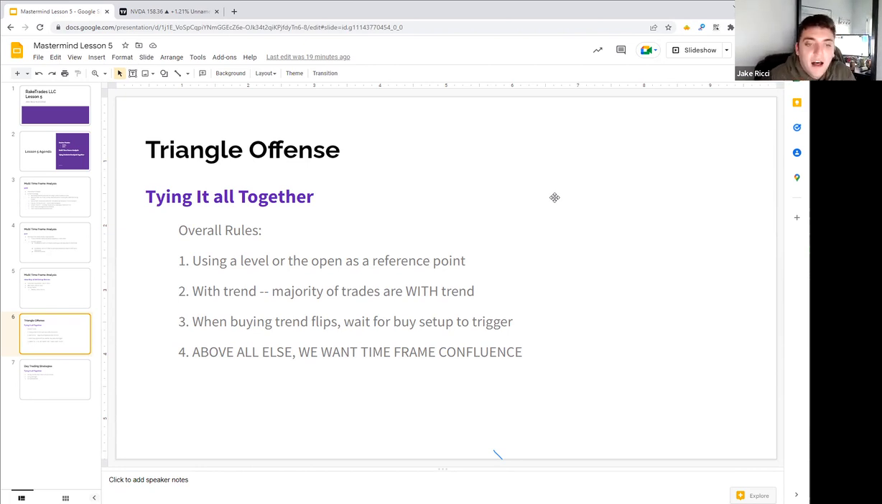When we are entering a trade, and I have buying trend here, when buying trend flips, you could also be using the same example. When shorting a trend break to the downside, we wait for a buy or sell setup to trigger, and then we use that for our entry. I shouldn't need to go too much more in depth on that. We all should be familiar with those. Above all else, gang, we want time frame confluence. We want our time frames to be agreeing on all different levels.